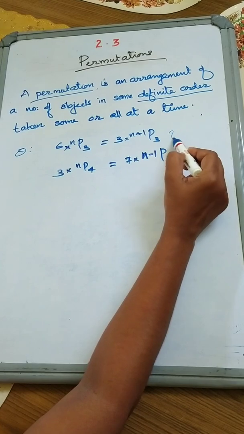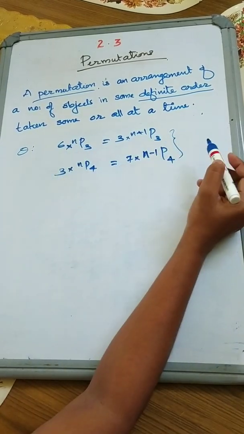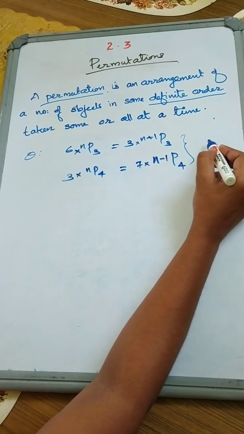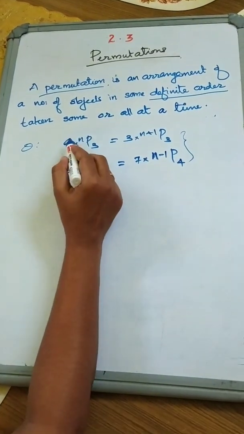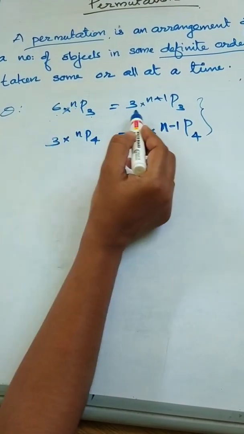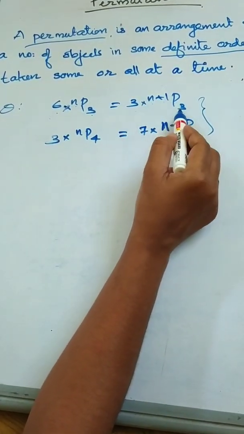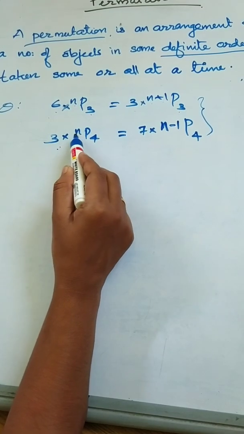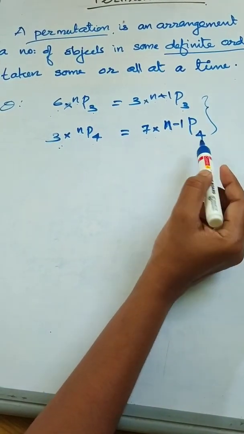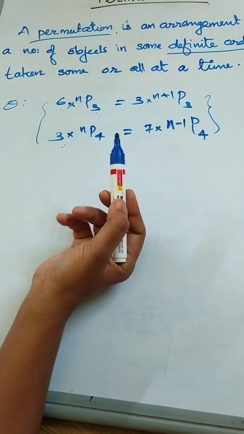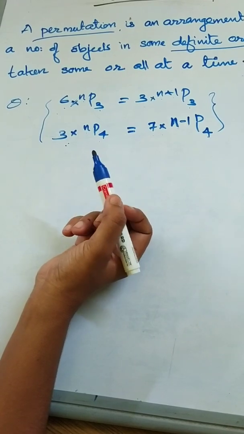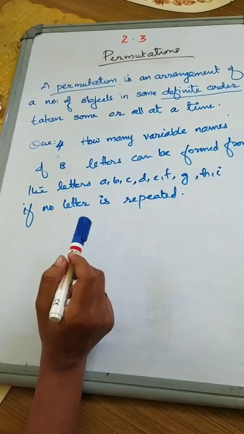I am leaving these two questions as homework for you to practice how to find n. The first: 6 times nP3 is equal to 3 times (n plus 1)P3. The second one is 3 times nP4 is equal to 7 times (n minus 1)P4. So do it as homework and work out how to calculate n.